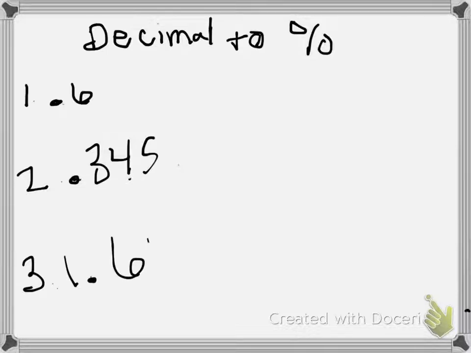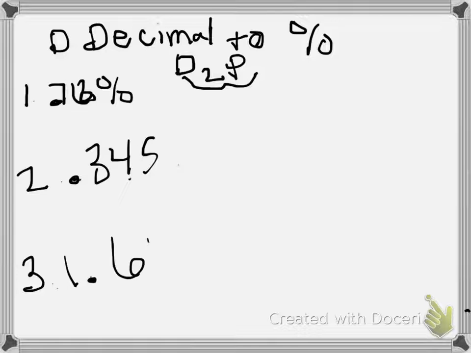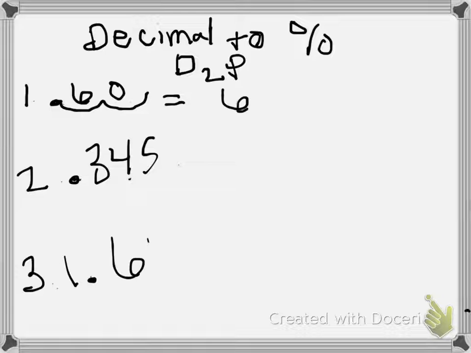So I have 0.6. I always think about this as a decimal. Decimal to a percent. So that means we're going to move the decimal 2 places to the right. So I always say take your pen, physically move it over 2 places to the right. So now I'm going to have 60%.